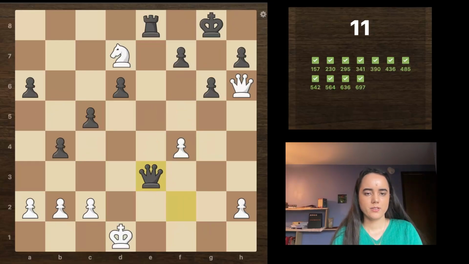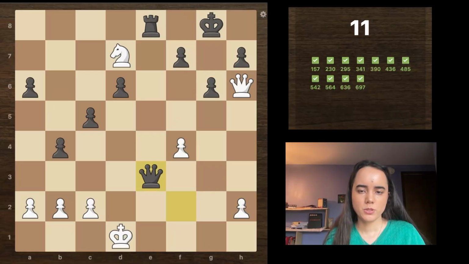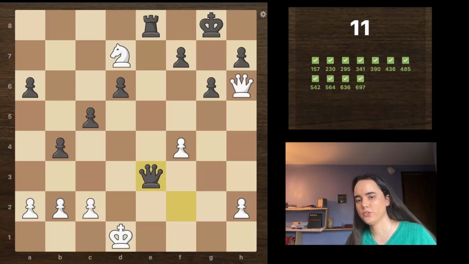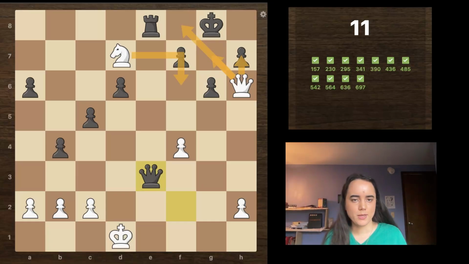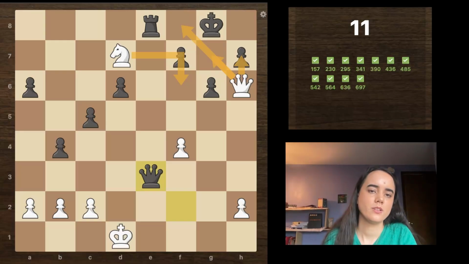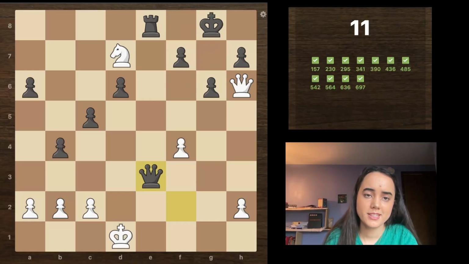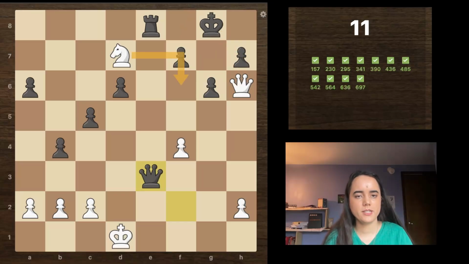All right. One last puzzle it looks like, because we're at 697 and we're going to 700. So it seems like this is going to be our last puzzle. So let's look at checks. We've got check here, a check here, a check here, and a check here. Which of these look like the best? Well, this check he can take, this check he can take, and this check he can take. So this is the only check where he cannot take.